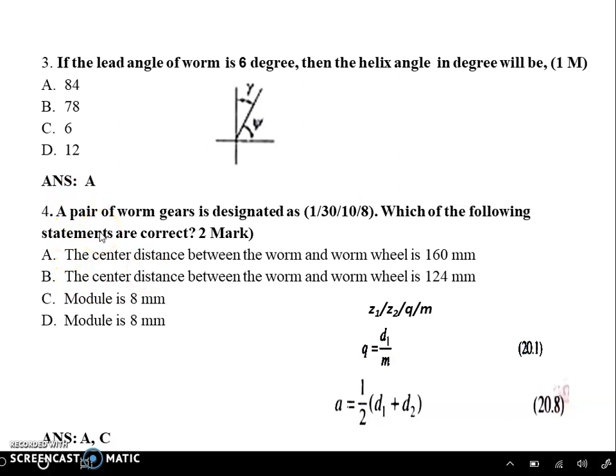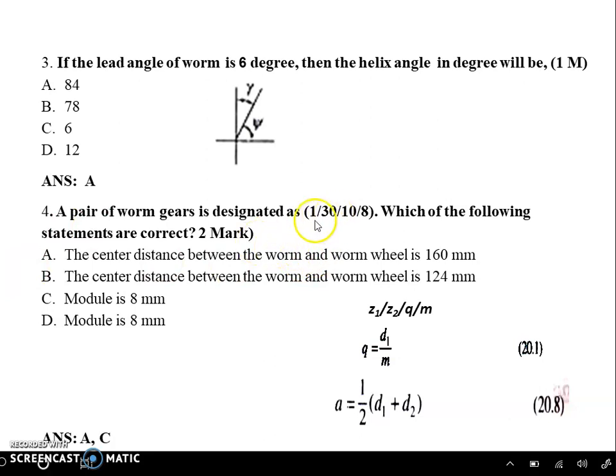Next question is, a pair of worm gear is designated as 1/30/10/8. Which of the following statements is correct? This is the MCQ for 2 marks. More than 2 statements are correct here. Out of which first is the center distance between worm and worm wheel is 160 mm. Center distance between worm and worm wheel is 124 mm. Module is 8 mm and module may be 10 mm. Is it okay?